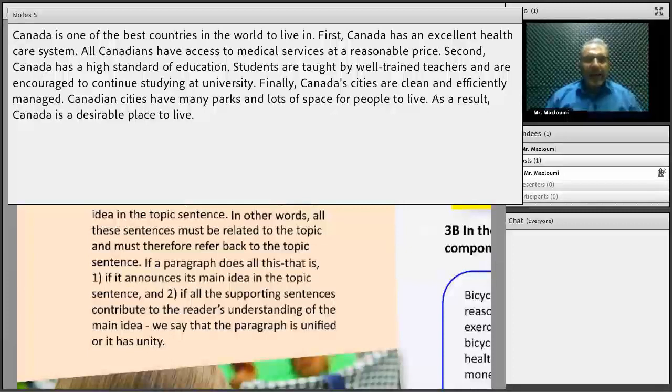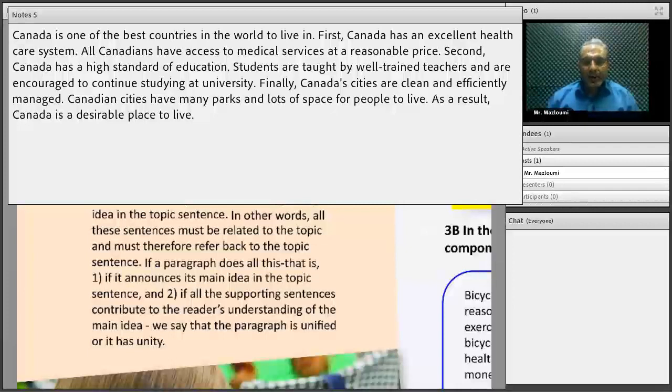Okay, everyone, as you can see, all the supporting ideas contribute, just help the development of the topic sentence. They are all related. You can't see any irrelevant, any unrelated sentences. All the sentences are well organized. They try to support the main idea. And by the way, here in this paragraph, there is a concluding idea. The last one, as a result, Canada is a desirable place to live.